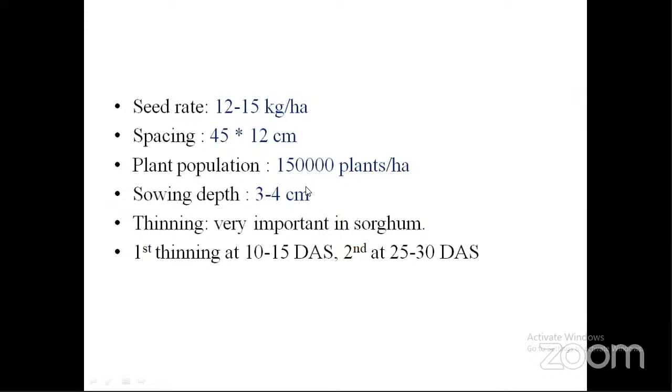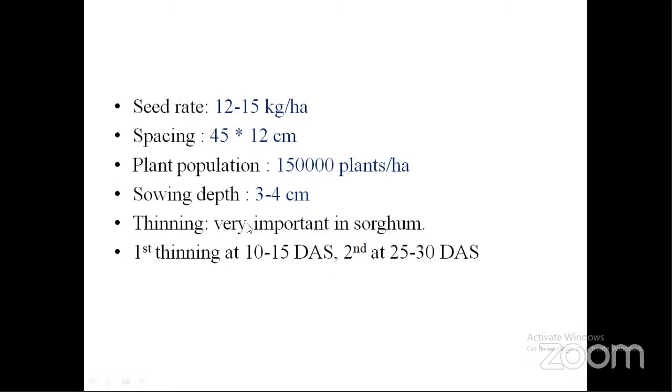And the seed rate of sorghum is 12 to 15 kg per hectare. And spacing is 45 into 12 centimeters. That means row to row distance is 45 centimeters. Plant to plant distance is 12 centimeters. And the optimum plant population is 1,50,000 plants per hectare. Sowing depth should be around 3 to 4 centimeters.